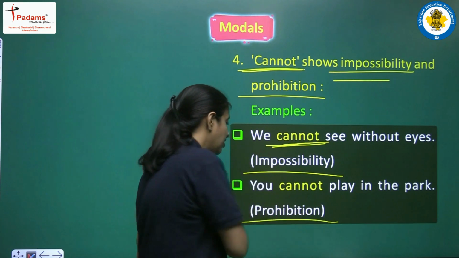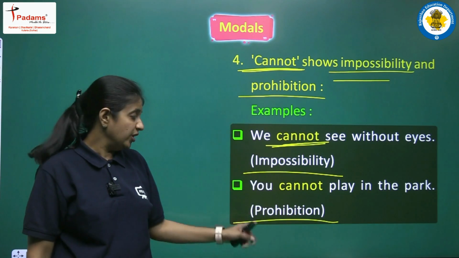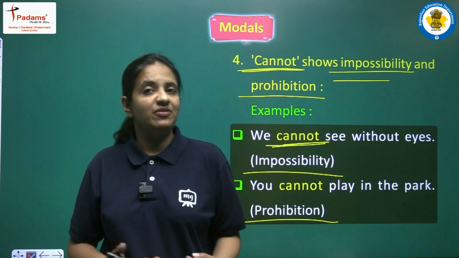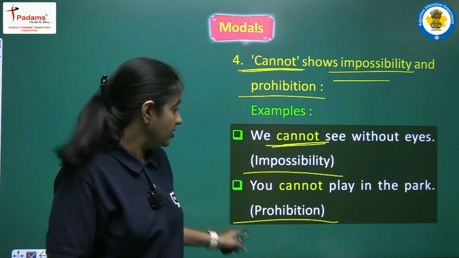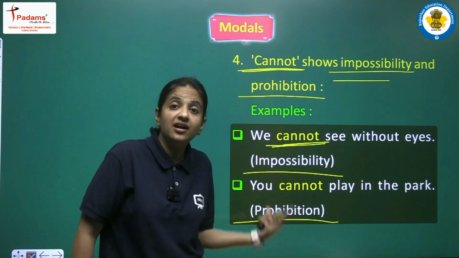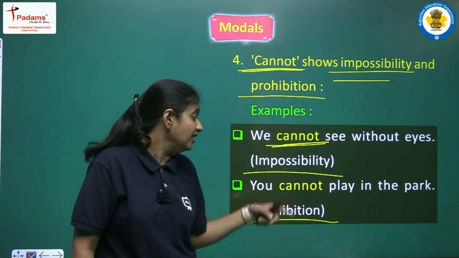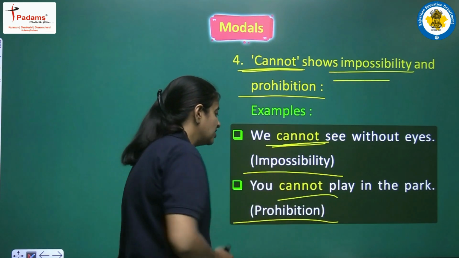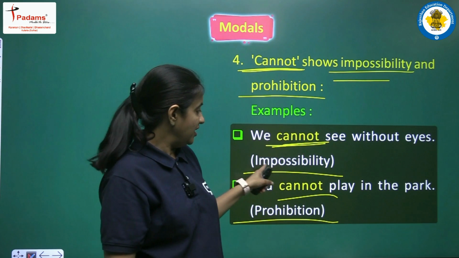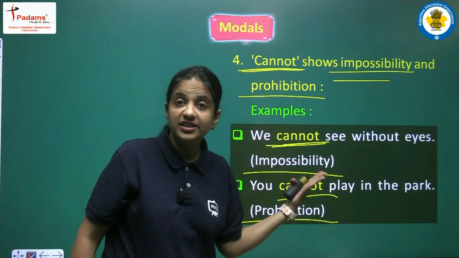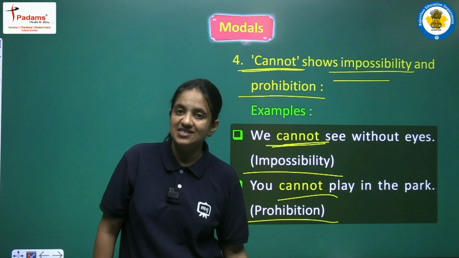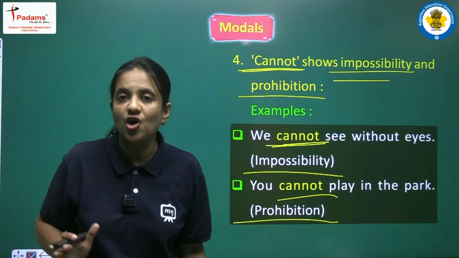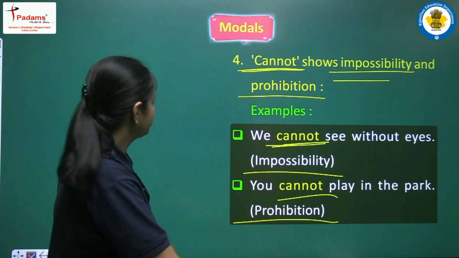One more example, you cannot play in the park. Here we are having one sentence in which we are showing prohibition. Prohibition means, students, when we are denying something, when we are refusing something, okay. So here in this sentence we are saying no to something, we are giving someone an instruction that you cannot play in this park. So when we are trying to show some kind of prohibition or impossibility, then we can use can in a sentence, and that too in a negative form. We can use cannot. Alright.